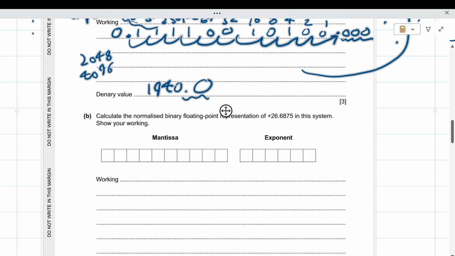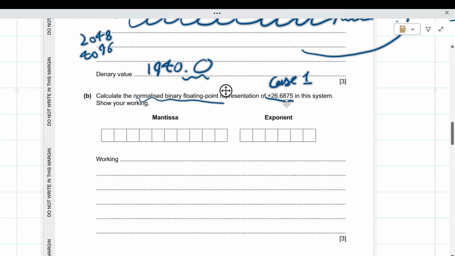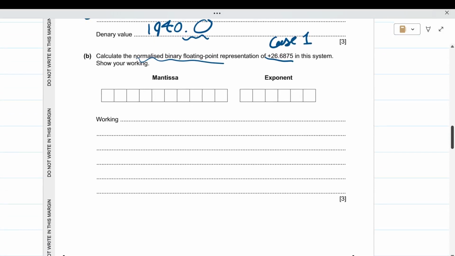Now look, normalized binary floating point representation of this. Now this is case one, right? Positive binary to binary. Okay. So like I said, we're just going to pretend like the fractional part does not exist, and we're going to try to focus on 26, right? So let's do it this way.